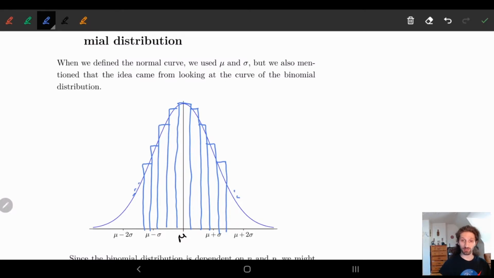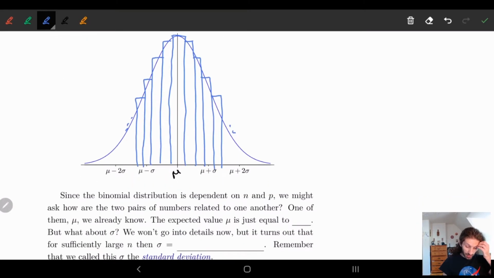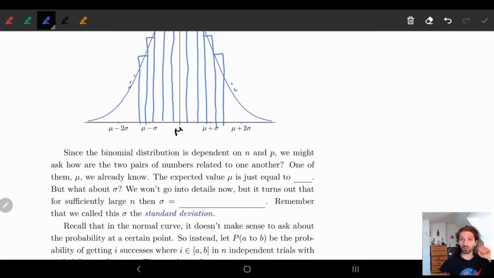our binomial distribution. So the binomial distribution is actually dependent on two things, right? It's dependent on n and p: our probability of something occurring and how many times we do something. So the only things we need to worry about now are our two variables. One of them is mu, but this we already know. Mu, we said, is the expected value, and mu is just equal to n times p. So that one is not too hard.